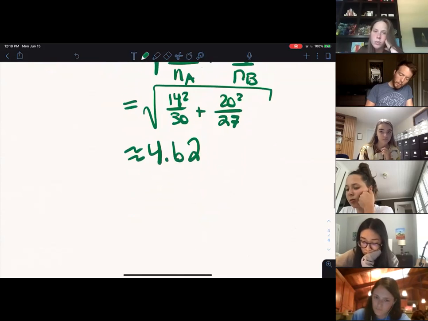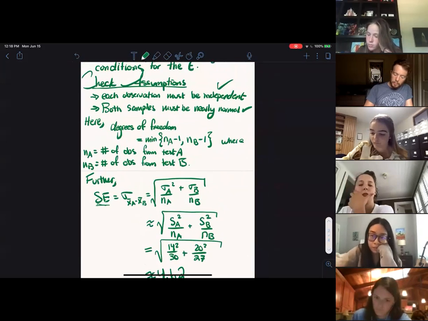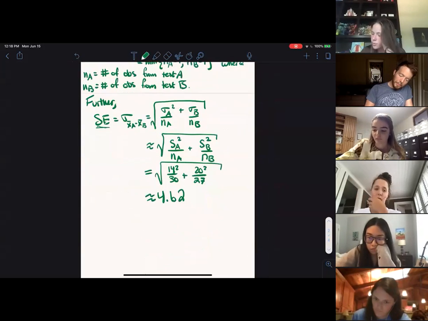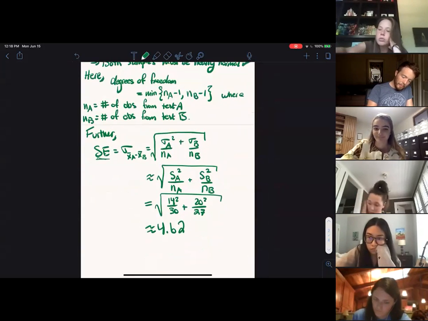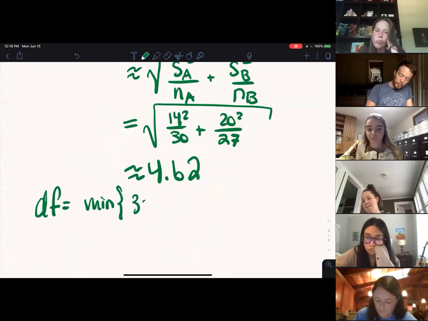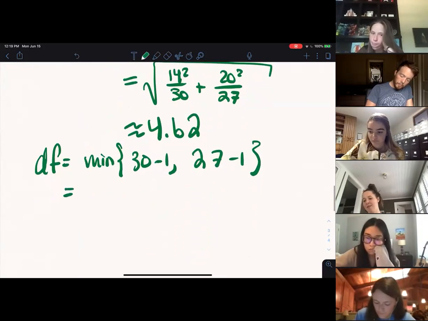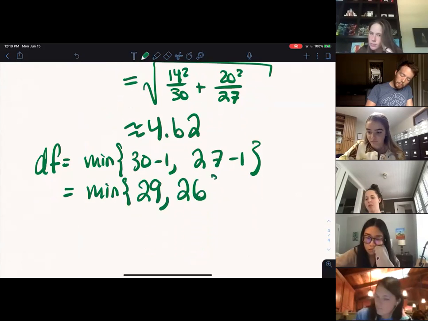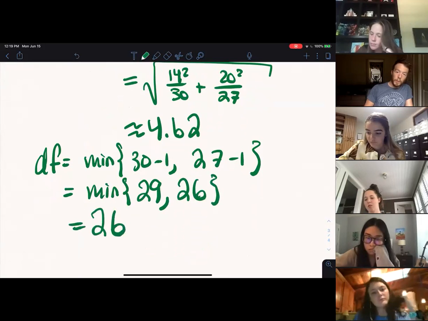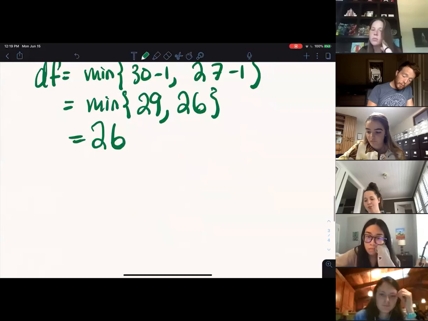So we have a standard error, and we know our degrees of freedom. Well, maybe I should go ahead and calculate it. So degrees of freedom is equal to the min of 30 minus 1 and 27 minus 1, which is just 26. Okay, so I have degrees of freedom, I have standard error, my null value is 0, I can calculate a t-score so I can get that probability and find out what my p-value is.